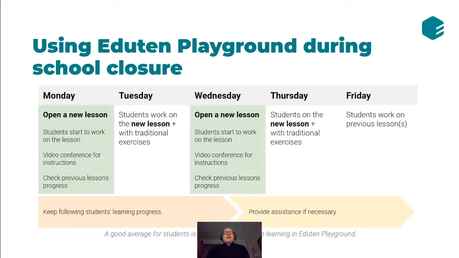When you're using Edison Playground during school closure, and now this is an example, something you could do, you could have your own plan. And if you have your own routines, it's a good idea to try to embed Edison Playground into your own routines as closely as possible. But this is just an example. So on Monday, you open a new lesson, the students start to work on the lesson, and before they start, you use a video conference tool to provide instructions. You maybe teach them a new topic if it's something they haven't worked on before. You tell them the things they need to know. You maybe show them some exercises, and how to solve them. And even before that, you can check the previous lesson's progress, or it can be part of the Monday routine that you see how well everyone is doing and see if some of the students have done really well in the previous week and maybe announce that somehow, reward them in front of other students, and provide positive feedback, which is really essential.